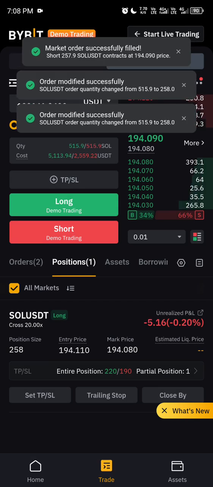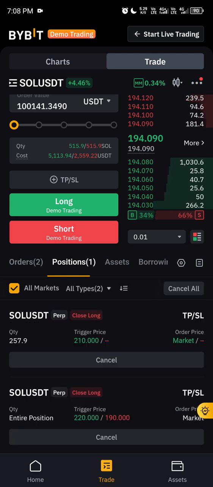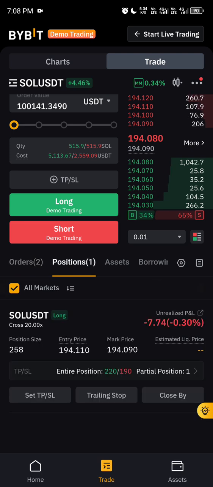Can you see? Immediately it closed half of my position. Yes, I still have my order triggered, but it is not yet at that price. So it closed it immediately. And you can see that my position size reduced from 500 and something it was to 258. So those are the two ways you can set or you can take partial profits. You can set partial profit in form of limit orders.